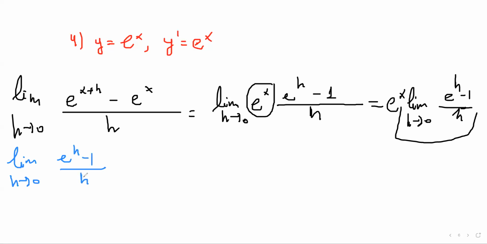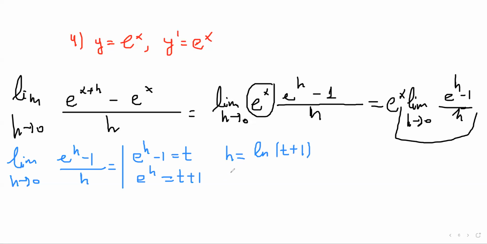So how can I solve it? Let's do some type of substitution. For example, we can take e to the power h minus 1 as t. So we substitute it as t. In this case, e to the power h minus 1 equals t, so e to the power h equals t plus 1. So h equals the natural logarithm of (t plus 1). So when h tends to 0, obviously we get e to the power 0 minus 1, which is going to be 0 also. So t tends to 0 also.